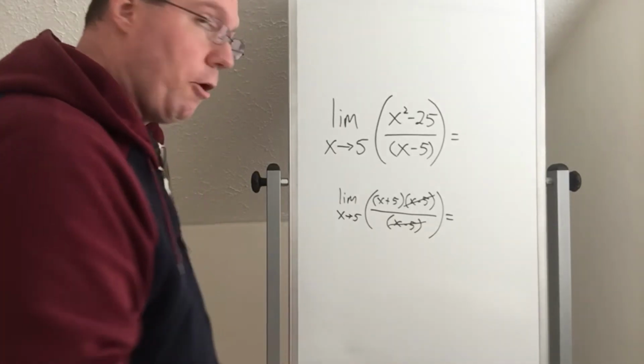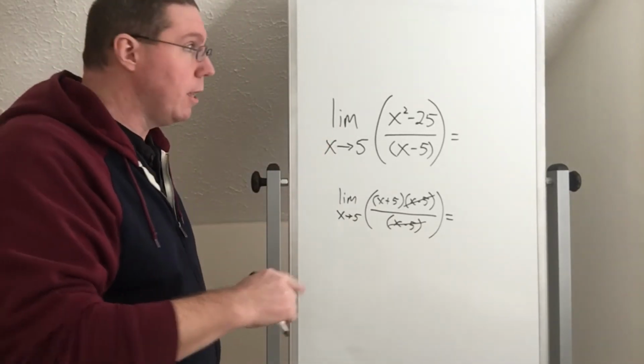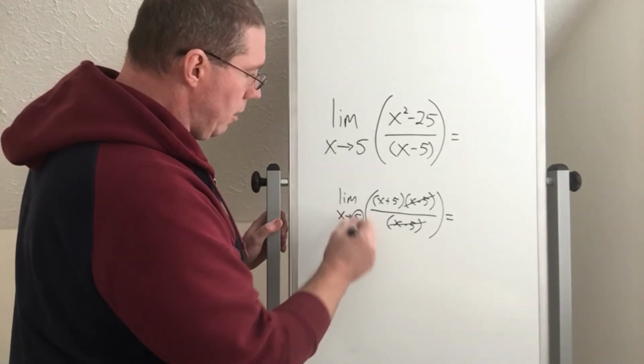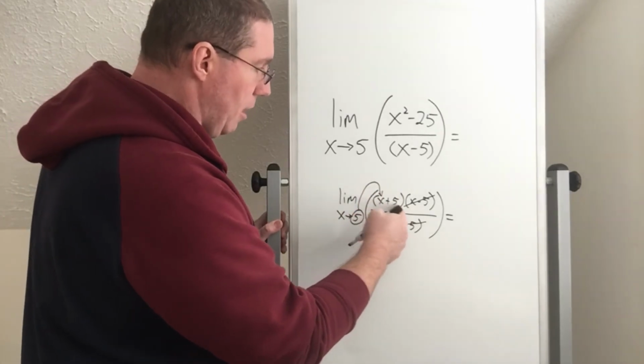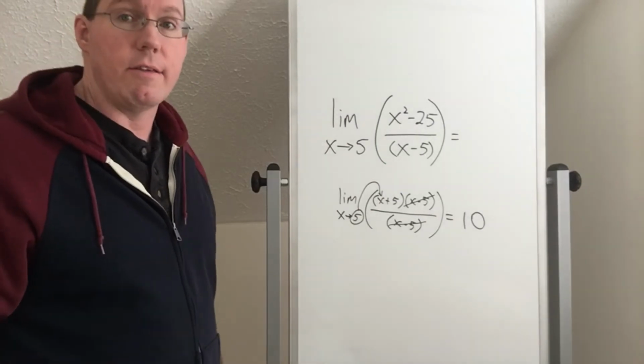So now I'm going to go back to step 1, because step 4 says repeat step 1. Step 1 says to plug my k value in for x. So now all I'm doing is 5 plus 5, which is 10. And therefore the answer to this limit is 10.